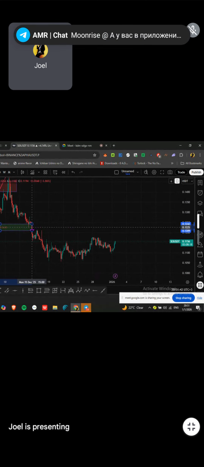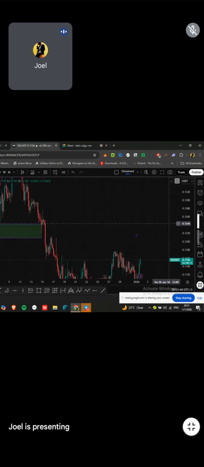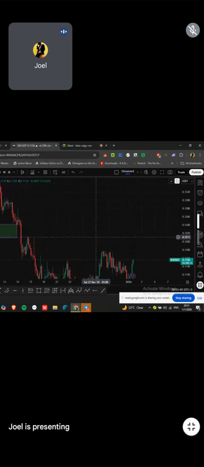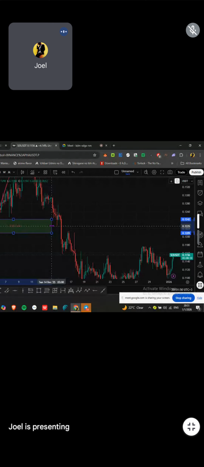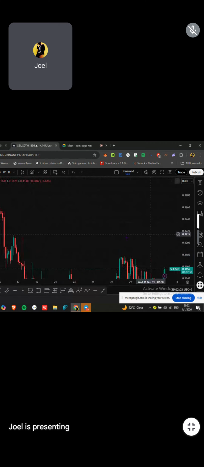Another thing before I continue: if price breaks an order block, like here, where the block was broken and price just continued further down, it's already become invalid for me.